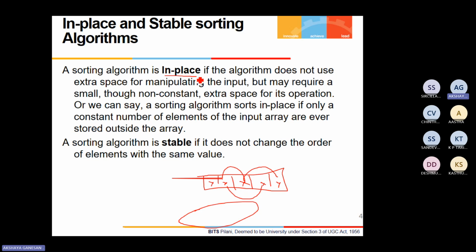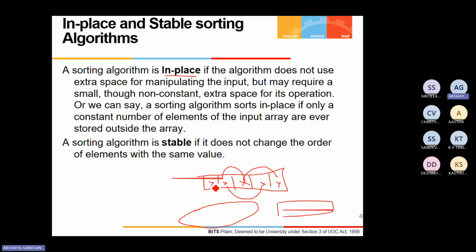If the algorithm does not use any extra space for manipulating the input, but requires a small constant extra space for its operation alone, then we call it an in-place algorithm. But if I want to sort the same input in another place, there are some sorting algorithms where I will create a new array.